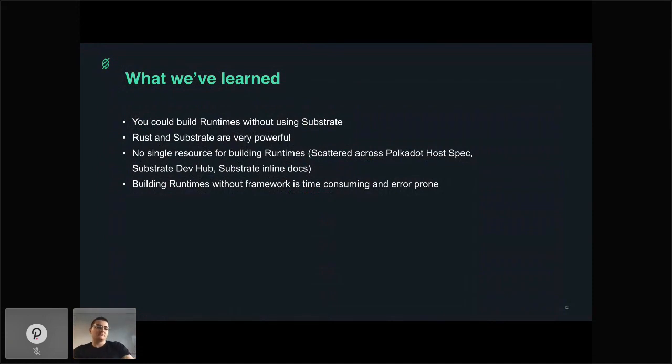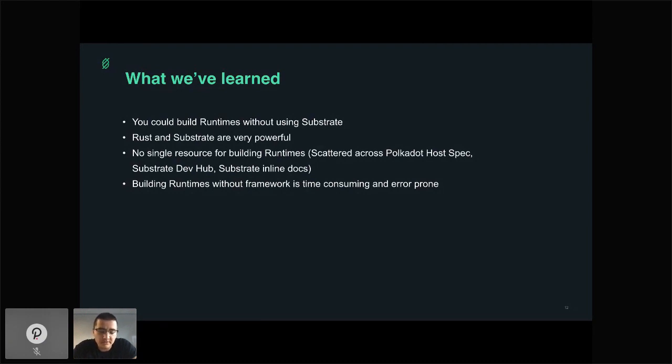During our endeavor, what we've learned and what might be helpful to the community is that, first of all, we learned that it's possible to build runtimes without using Substrate, which was the goal of the project. Second, we learned that Rust is a very powerful language, which provides the opportunity for building complex software, and it has many advantages, and that's why it was chosen for Substrate. It was chosen for a reason, and Substrate is very powerful as well.